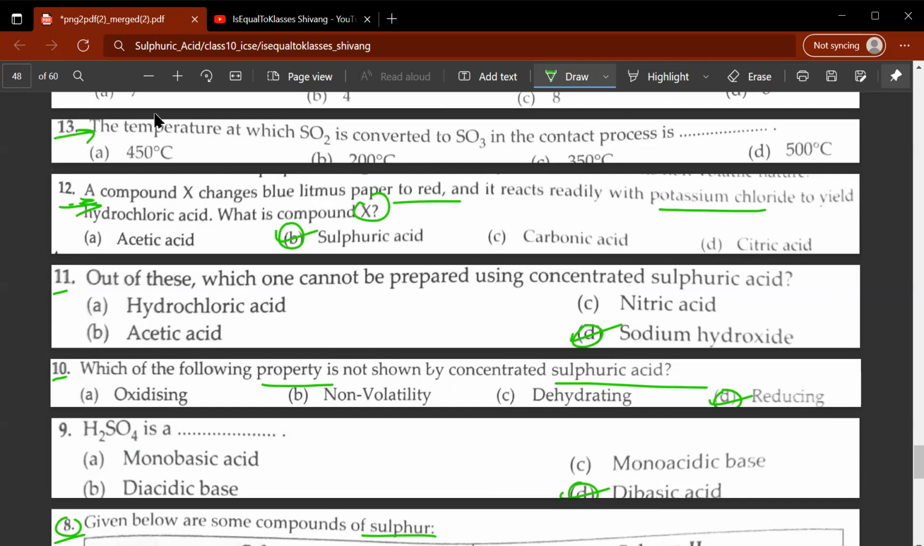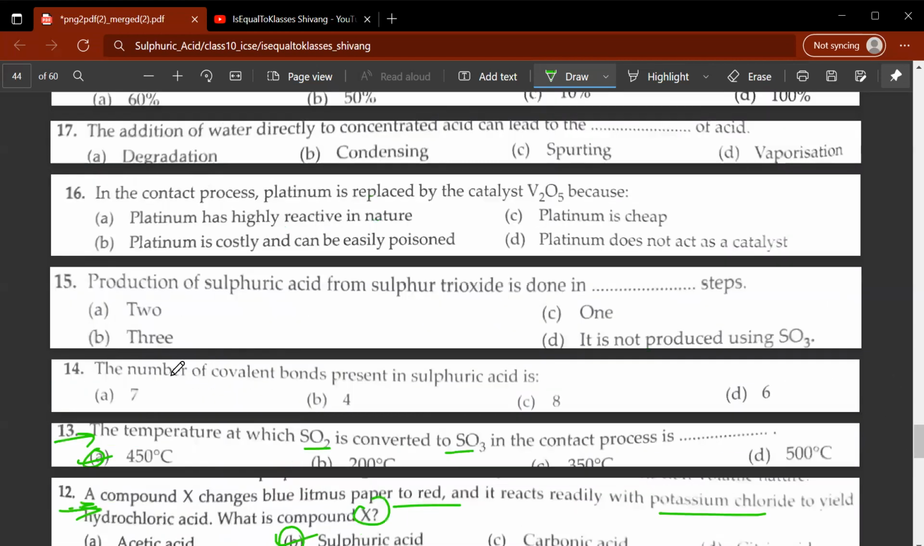13th question, the temperature at which SO2 is converted to SO3 in the contact process is... So the correct answer would be 450 degrees Celsius. The 14th question, the number of covalent bonds present in sulfuric acid is... So this would be C, 8 bonds. 15th, production of sulfuric acid from sulfur trioxide is done in dash steps. So it's done in 2 steps.